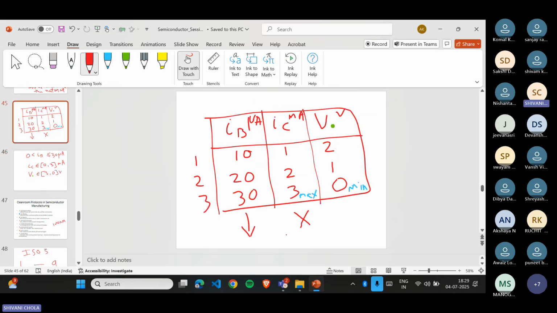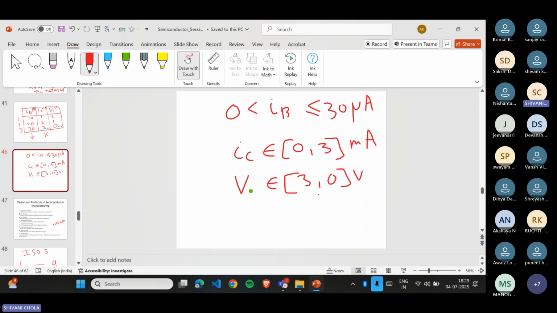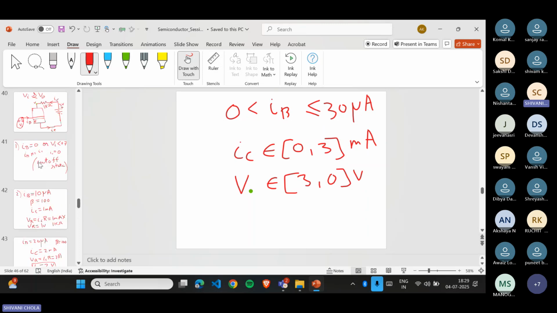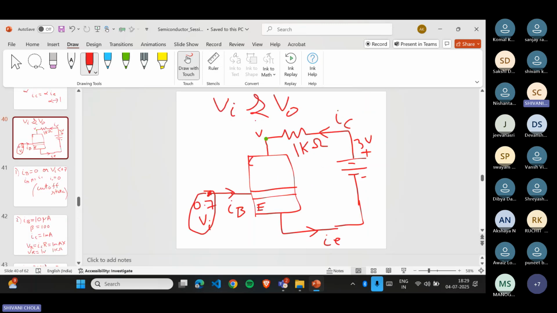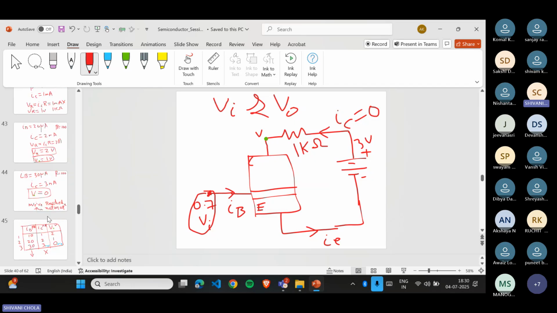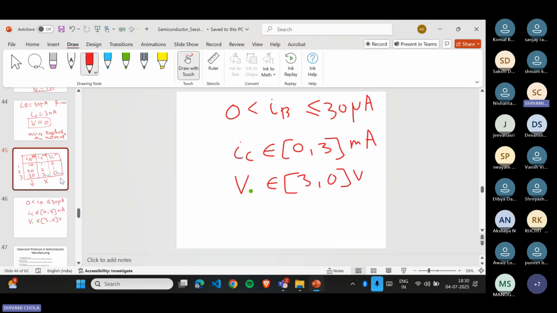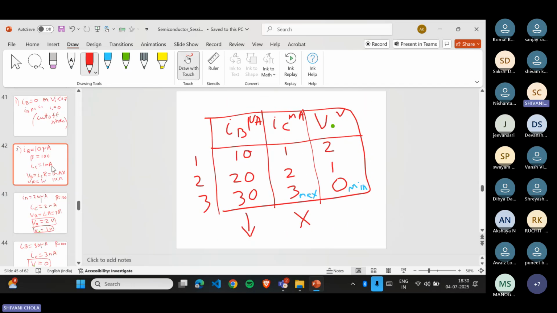And you will argue with me, why 3 volt maximum? Because let's say you don't have any current through this. Let's imagine IC equals 0. So the potential at this point will be equal to the potential at this point, because there will be no potential drop. So the potential at all points will be 3 volt. That's why you can have a maximum potential of 3 volt and a minimum of 0. Clear?